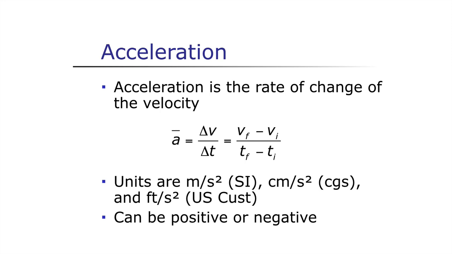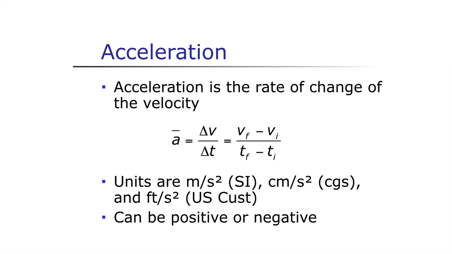The other parameter I would like to discuss in this topic is acceleration. Acceleration is the rate of change of velocity. That means how the change in velocity is occurring per unit time. In other words, mathematically speaking, acceleration is equivalent to the change in velocity divided by the change in time. Like velocity, acceleration is a vector quantity. It can be positive, it can be negative. The SI unit of acceleration is meters per second squared. Keep that in mind.